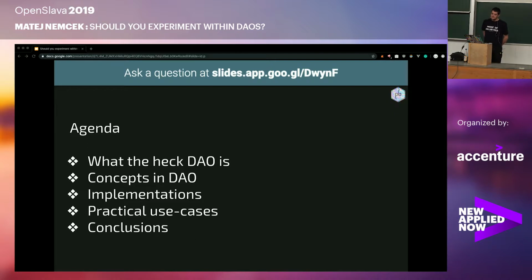So our agenda for today: what the heck are DAOs? What are the concepts nowadays? Implementations, mostly on Polkadot, a practical use case, and the conclusion.